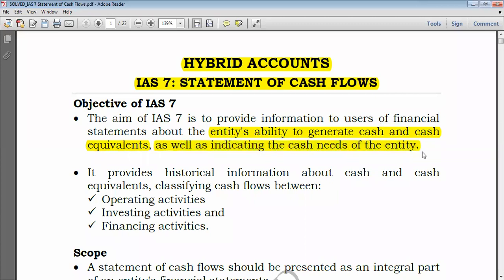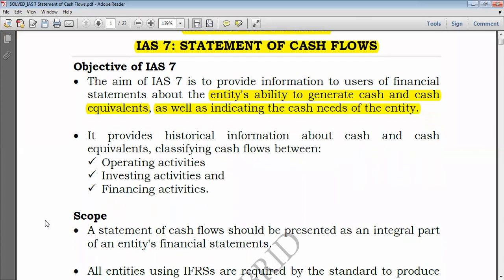So how the entity generates cash, you can obtain that from operating activities. When you operate, how much cash do you generate? But also in investing, you can invest and obtain some cash. But financing can show the cash needs of the entity, how much cash the entity needs. So we'll take a look at that later.